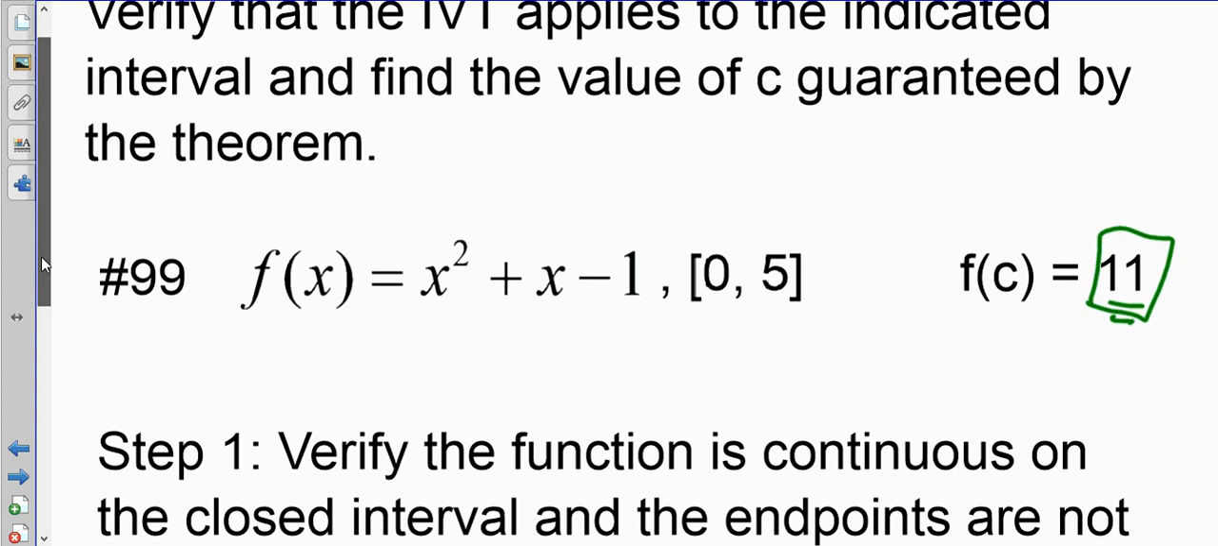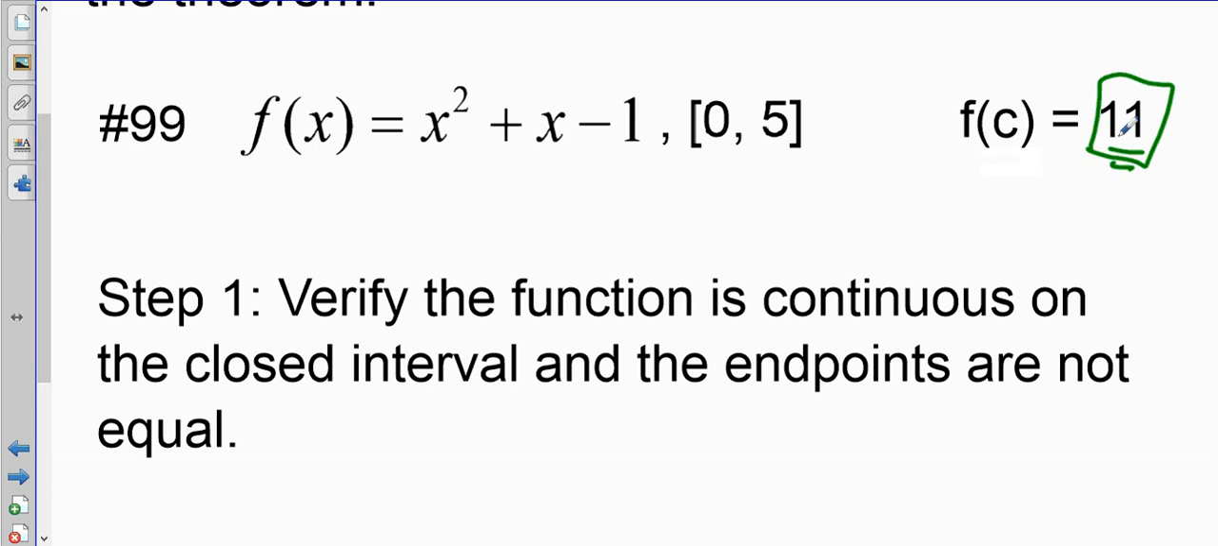So to do this, we're going to go through the same thing. So intermediate value theorem is going to guarantee. So we're assuming that if we plug this in, we have to first say this is continuous.